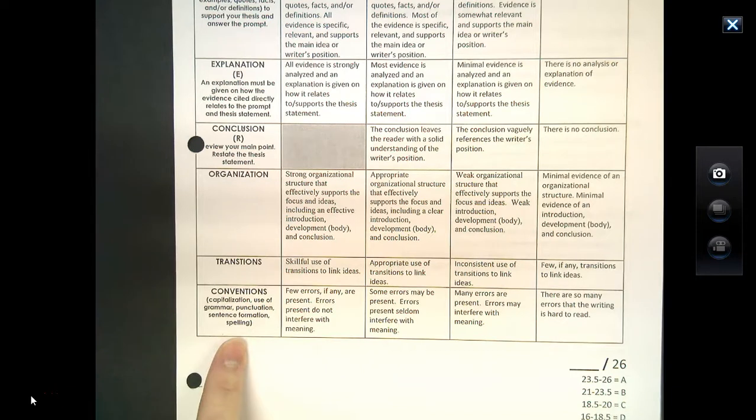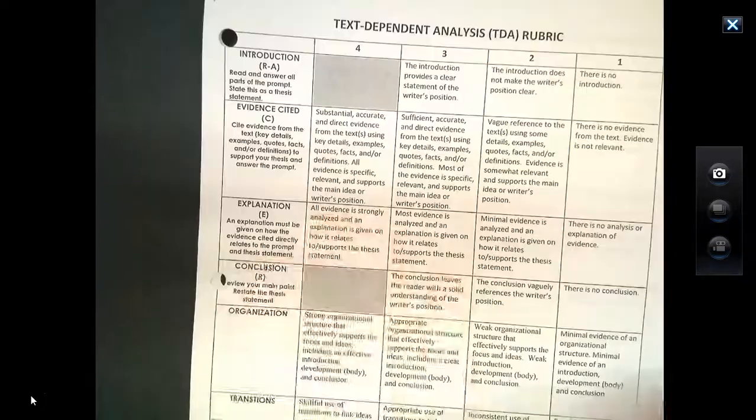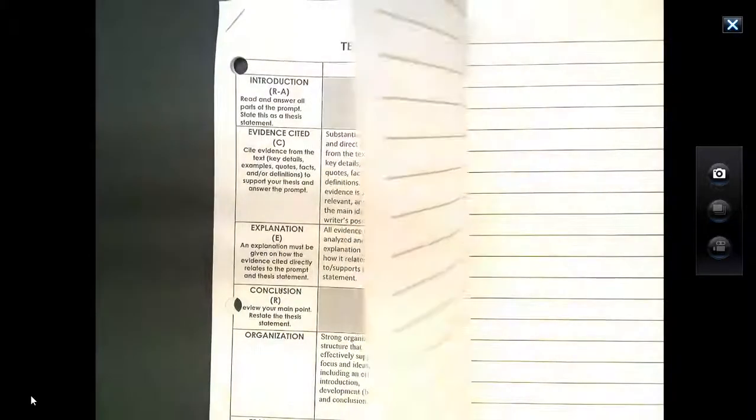Is your spelling correct? You can use a dictionary. You can use spell check on the computer. Use whatever you need to so that you can check your spelling. Once you have fixed the mistakes on your rough draft, and you think, okay, I've looked over my rubric here, then you are ready to write your final copy.